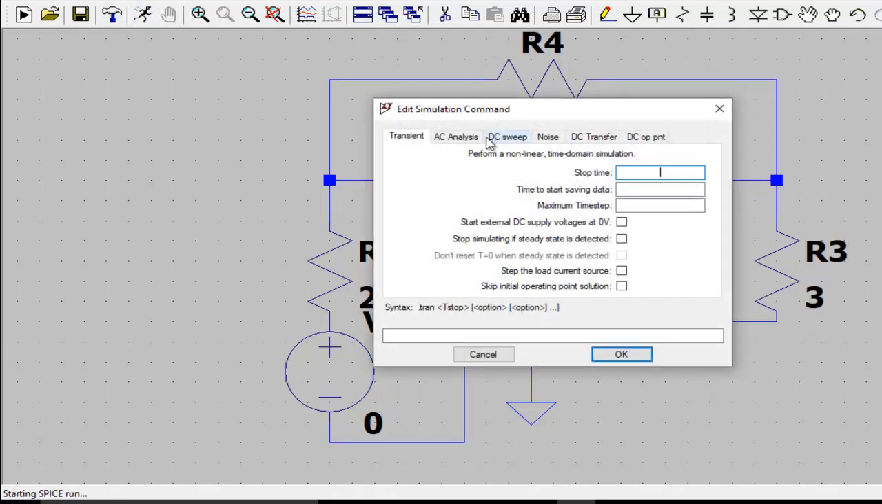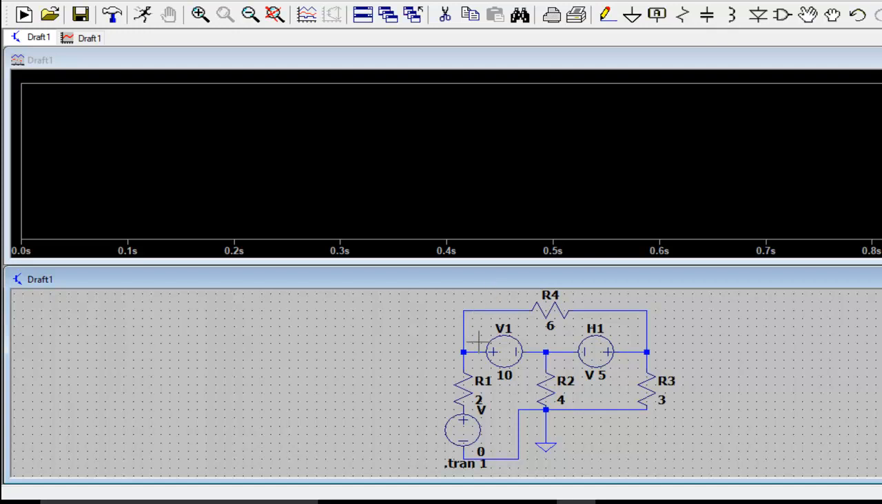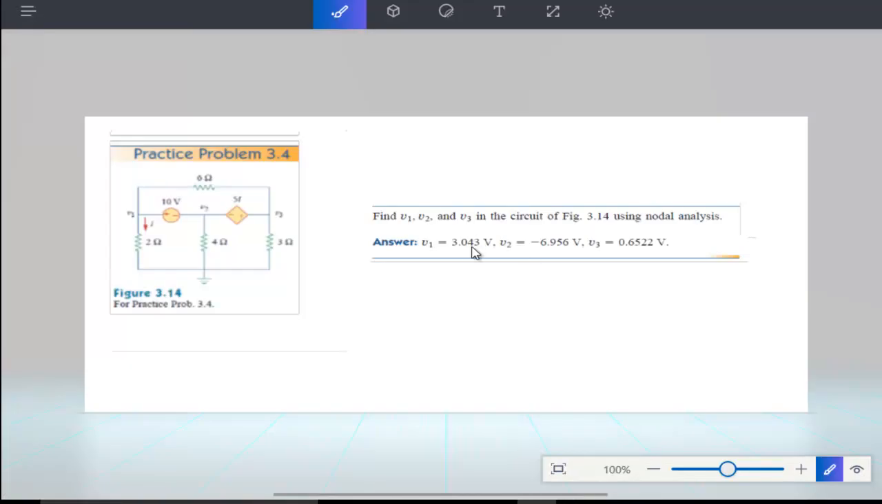Now let's run the circuit. Okay, now I measure the voltage at this point. So you can see that before clicking you can see the voltage down there, but I do it. We have 3.043 volt, which is 3.043, which is totally correct.